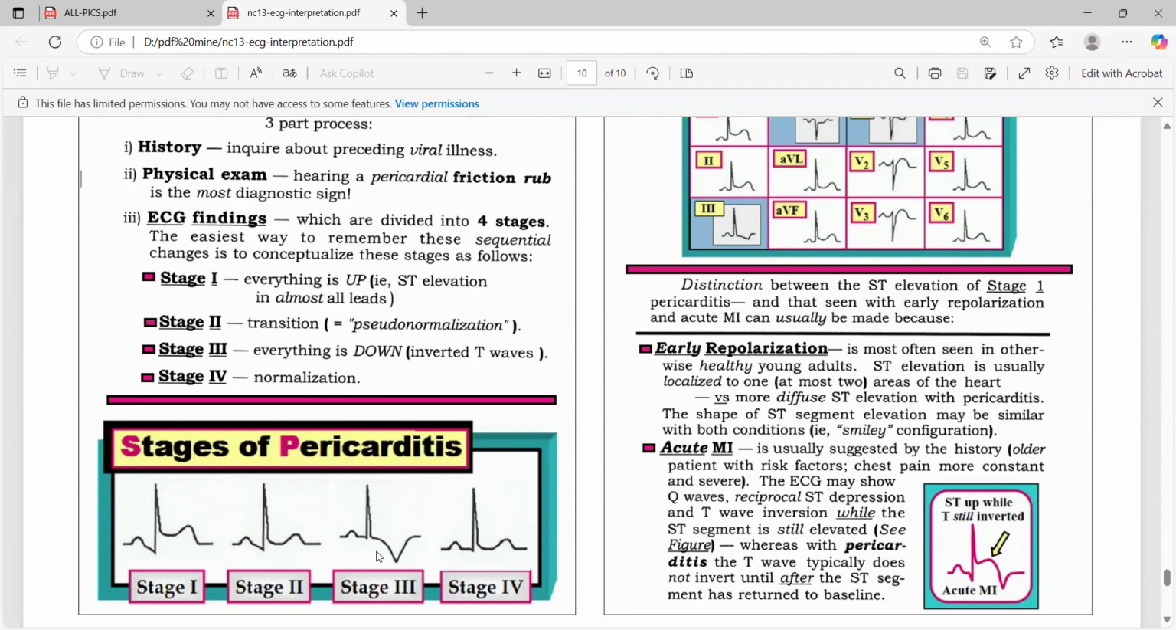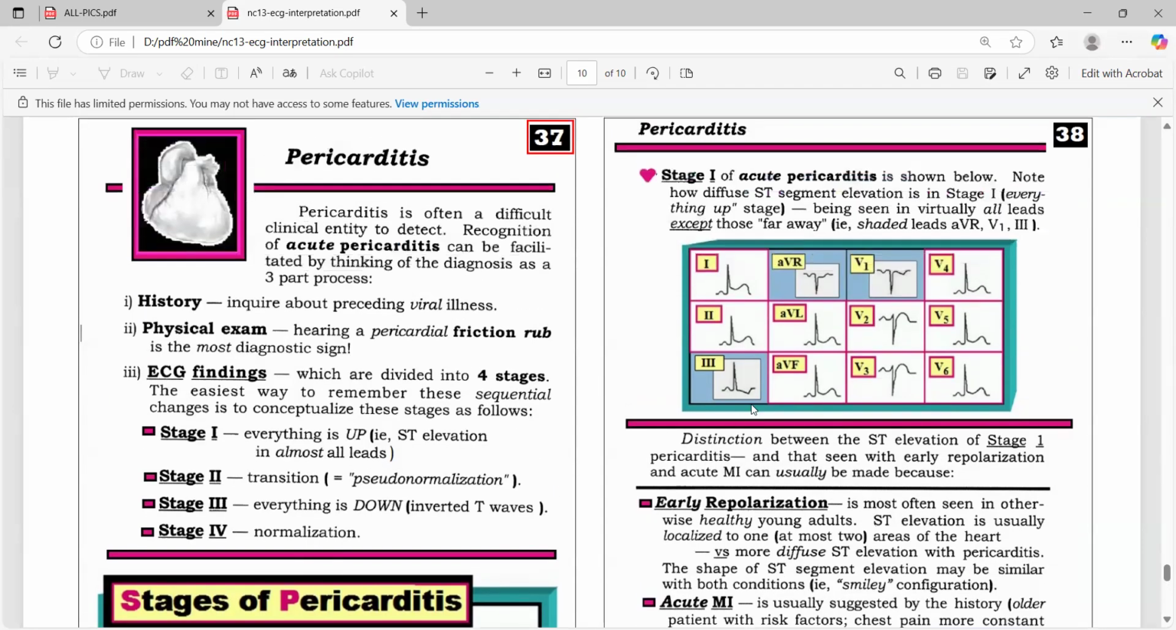So stage 2 can be given and stage 3 can be given along with the symptoms of pericarditis. Okay, then here are the pericarditis leads.